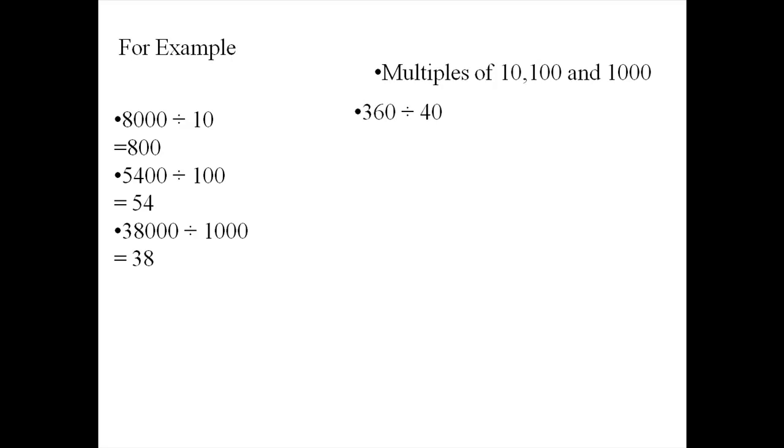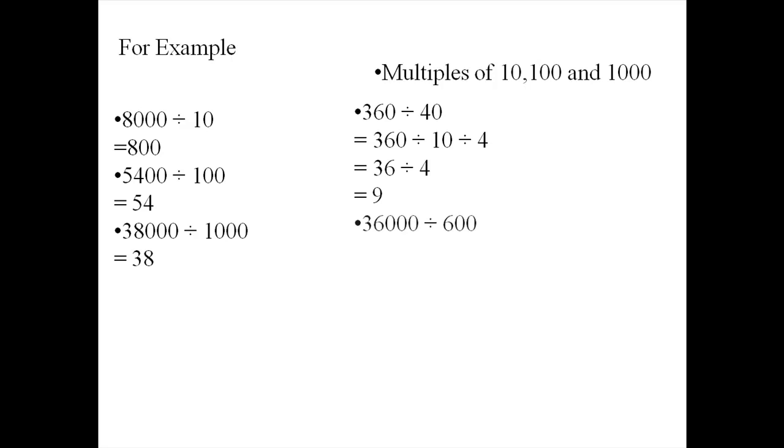360 divided by 40. Now I am going to split this 40 into 10 multiplied by 4. So when we divide 360 by 10 we get 36 and the 4 remains the same. When we divide 36 by 4 we get 9.